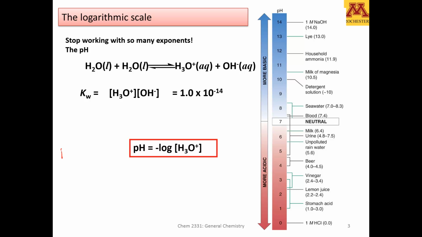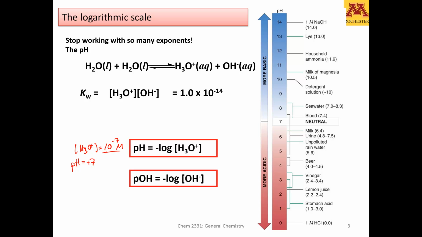So for example, if your concentration of H3O+ is an ugly number such as 10 to the negative 7 molar, if you take the minus log, it means that the pH of this is 7. If this were positive, it would be negative 7, but because it's negative, the pH is plus 7. So pH 7 is typical of a neutral solution.